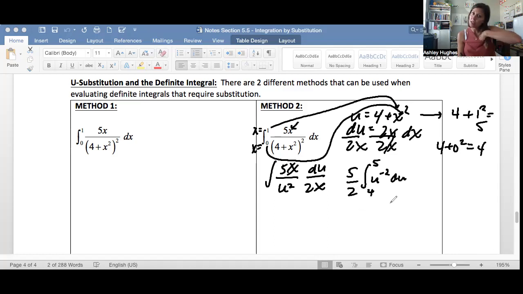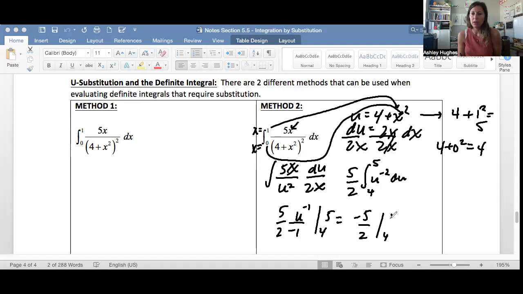So I can do this. I can say I'm not going to rewrite it back to terms of x's. I'm going to take the antiderivative. That'd be u to the -1 over -1. So that'd be -5/2 from 4 to 5. So -5 over 5 minus the negative. So plus 5 over, whoops, I lost my u.